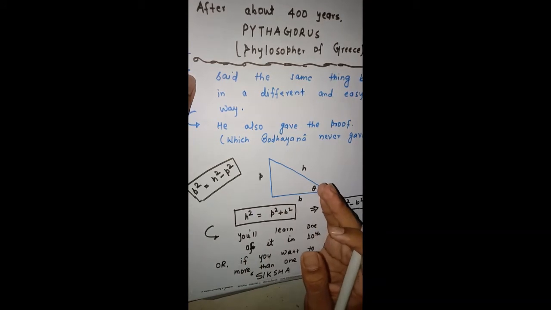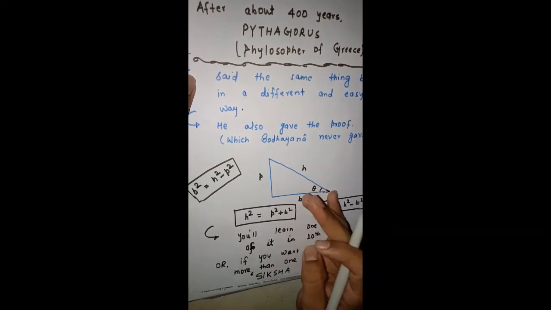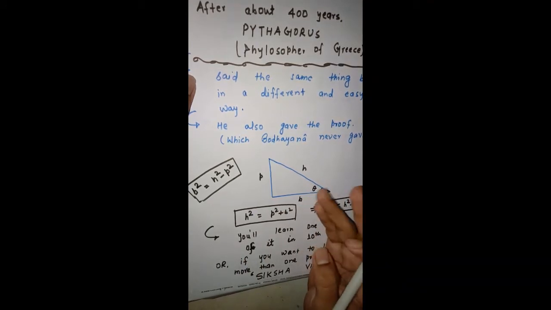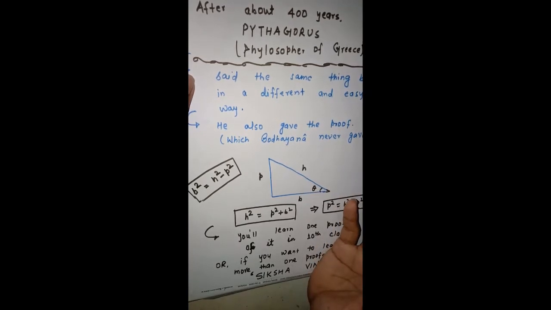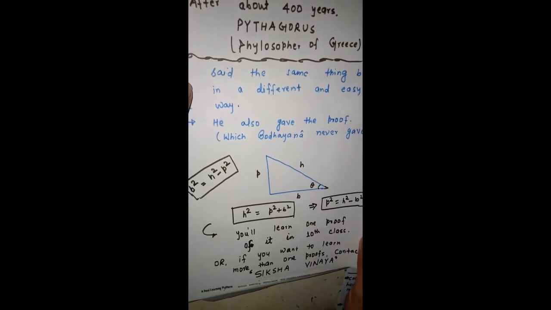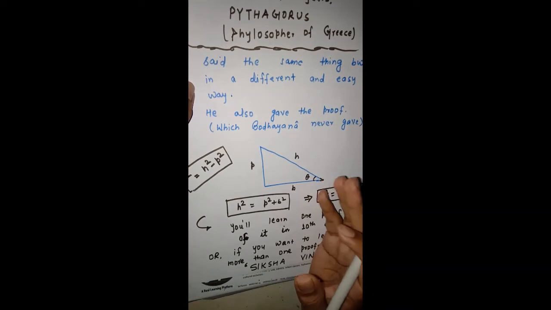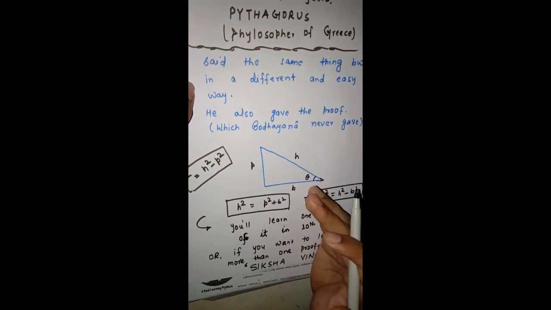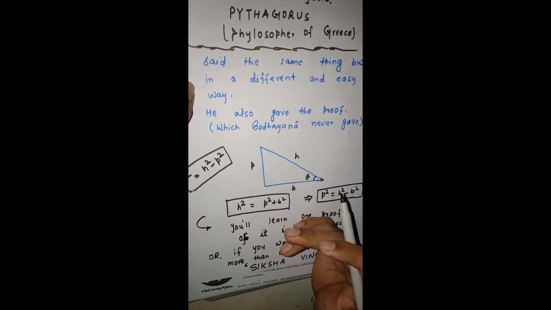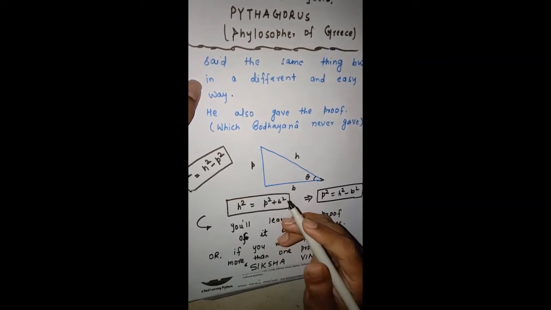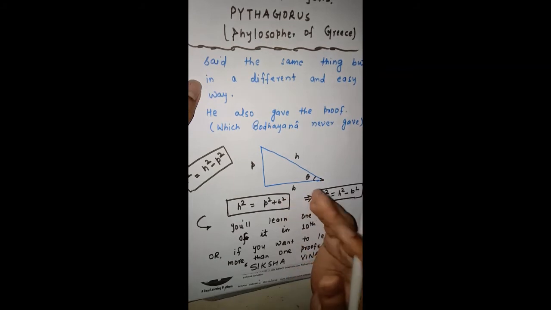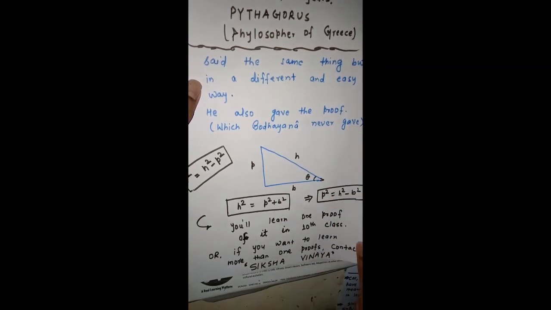So Pythagoras said that the square of the largest side must be equal to the sum of squares of the smaller sides. I am not giving here the proof of Pythagoras theorem. You will study one proof of it in 10th class, chapter similar triangle. But if you want to know more than one proof, you can contact Shiksha Vinaya.